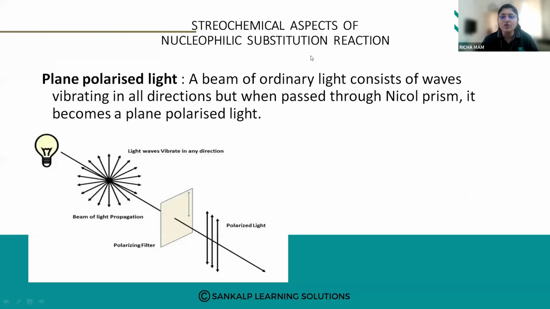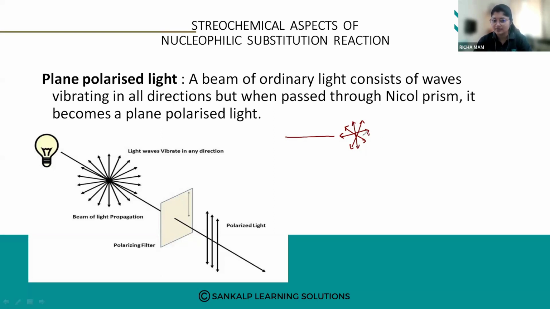Suppose you have an ordinary light. This ordinary light consists of waves which are vibrating in all the directions. You might have studied this in physics, but we are going to study it here also. When you take a normal light, suppose from a bulb, the rays vibrate in all the directions. So this beam of light consists of waves which are vibrating in all the directions.